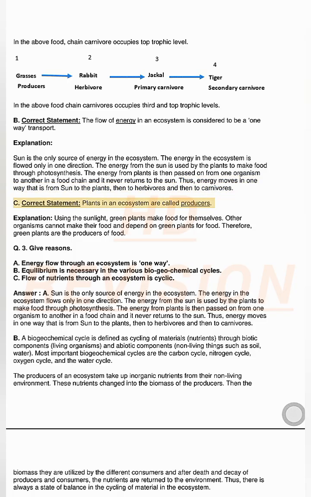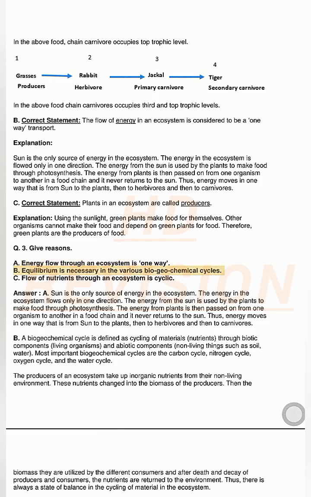C. Correct statement. Plants in an ecosystem are called producers. Explanation. Using the sunlight, green plants make food for themselves. Other organisms cannot make their food and depend on green plants for food. Therefore, green plants are the producers of food. Q3. Give reasons. A. Energy flow through an ecosystem is one way.